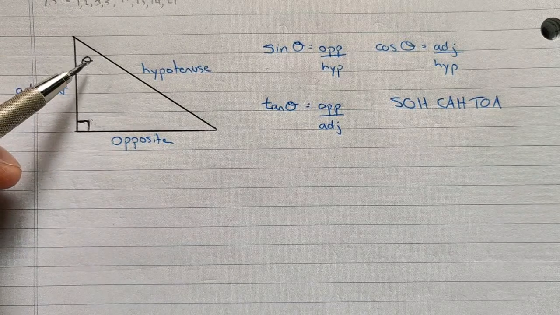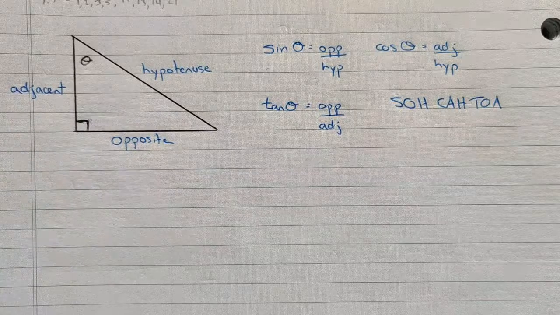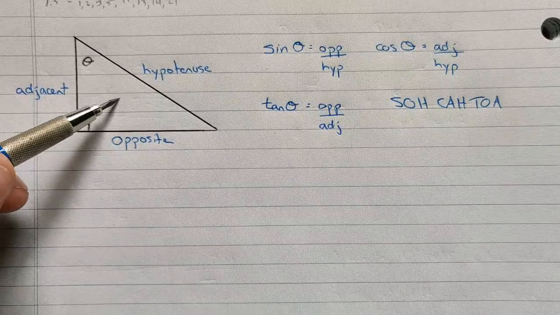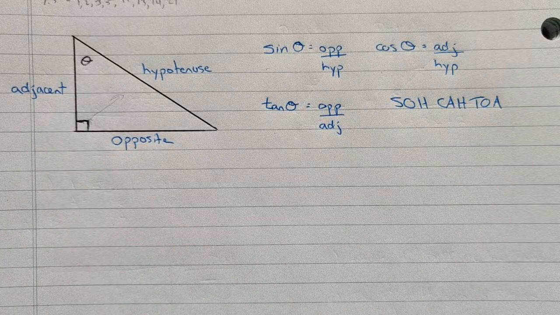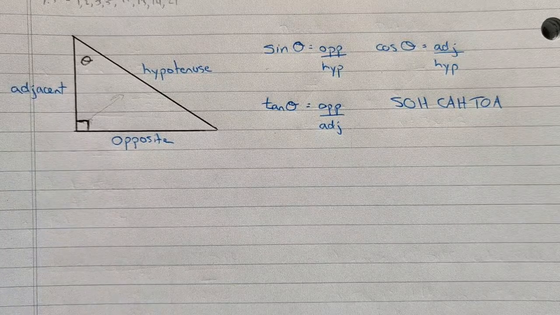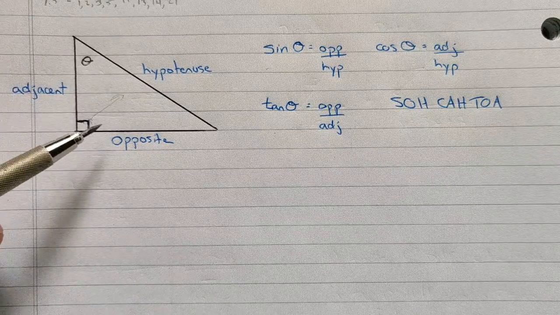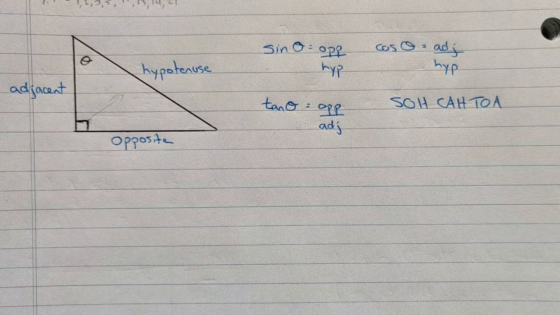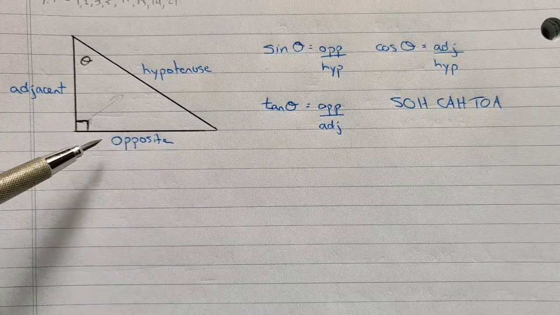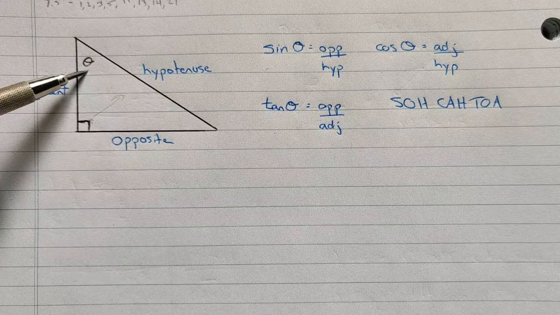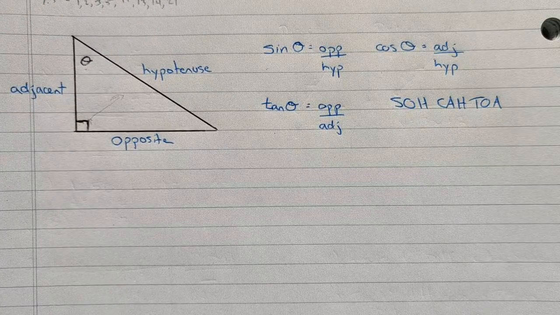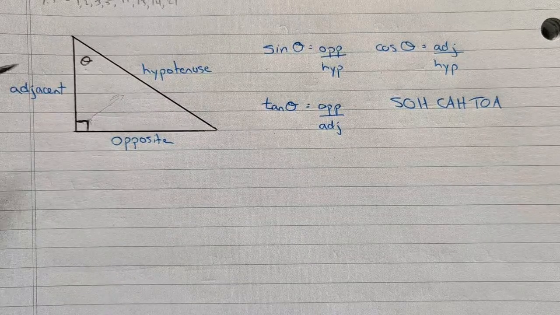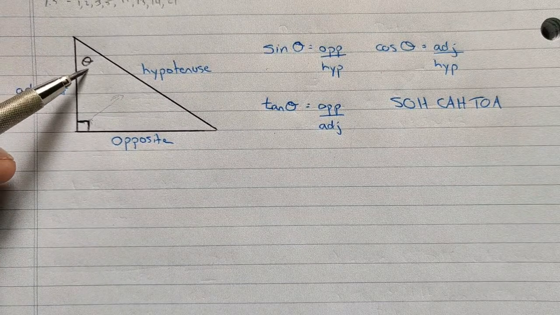And the triangle labeling becomes very important. The hypotenuse is, as it always has been, right across from the right angle. It's opposite of the right angle. The other two, adjacent and opposite, those sides change based on which angle we're considering. In this case, we have an angle theta up here, and theta is just a Greek letter we use as a placeholder for angles. Sometimes you'll see alpha, beta in there as well.